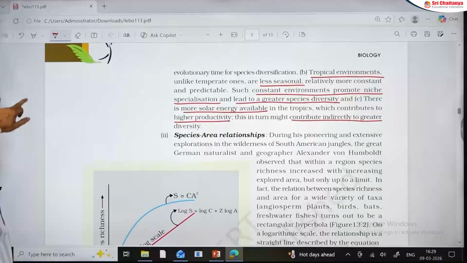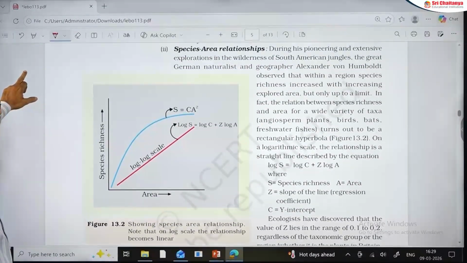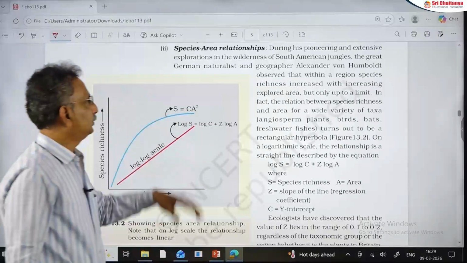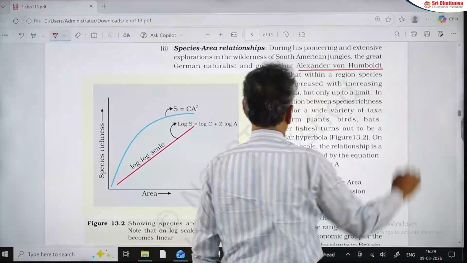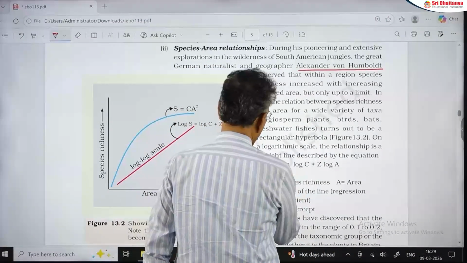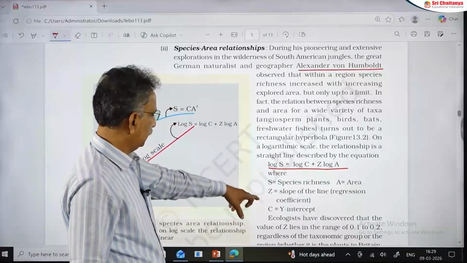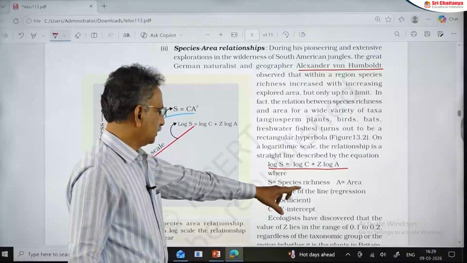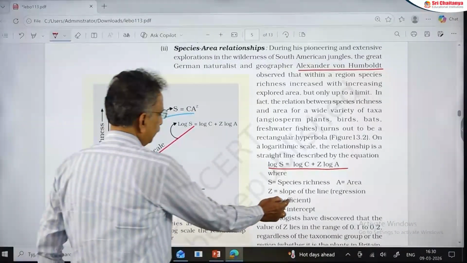Now, next, within this species-area relationship, from the NEET point of view, not much of a question so far. The species-area relationship was given by Alexander von Humboldt. Where they said log S equals C plus Z log A, and all this they have mentioned. So, S is species richness, Z is the slope of the line, and C is the y-intercept, indicating the regression coefficient.